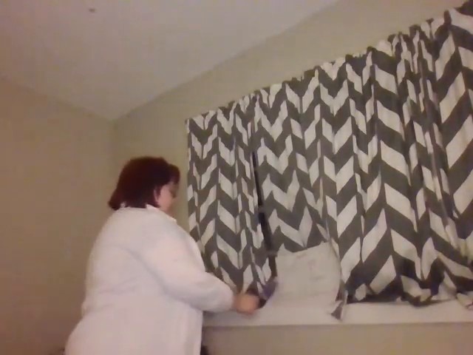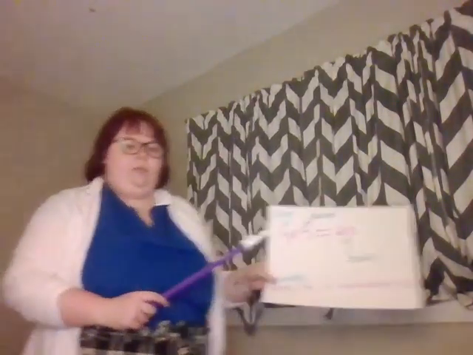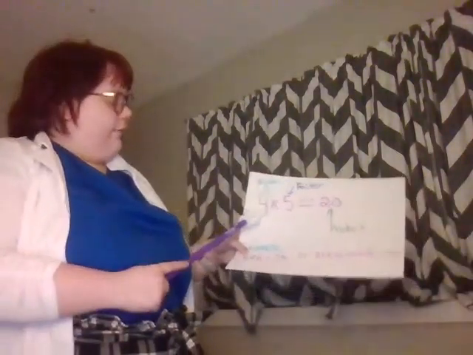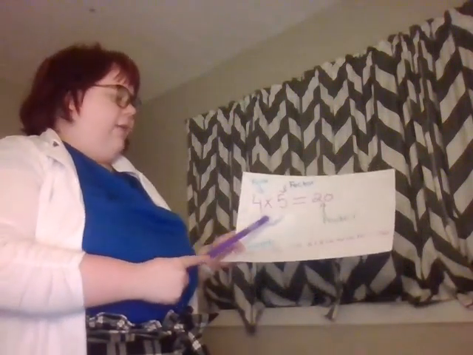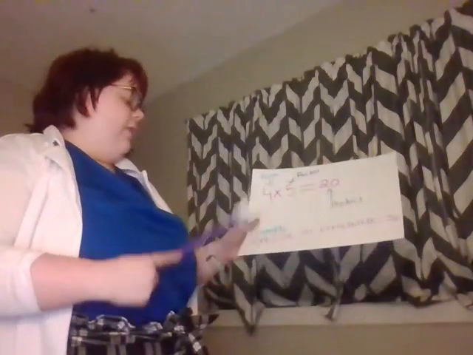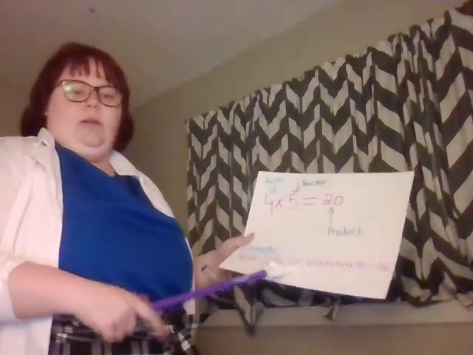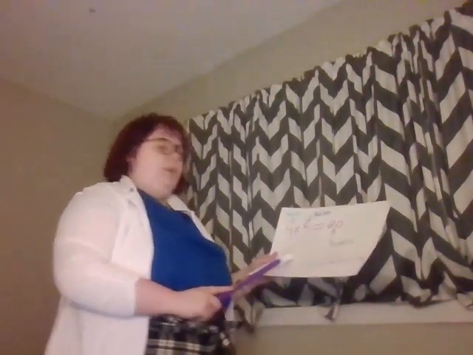So, each number in this equation is something different. So 4 is our factor. 5 is our factor. Together, they equal our product, which is 20. Another example of this is 6 times 6. So, now that we know what our factors equal, let's go over some examples together.